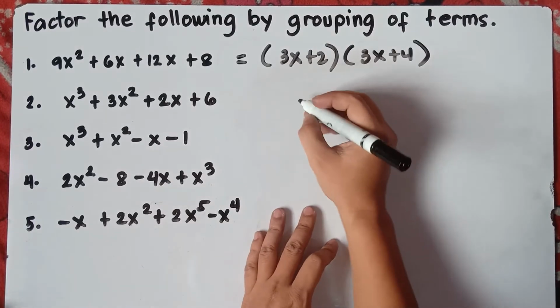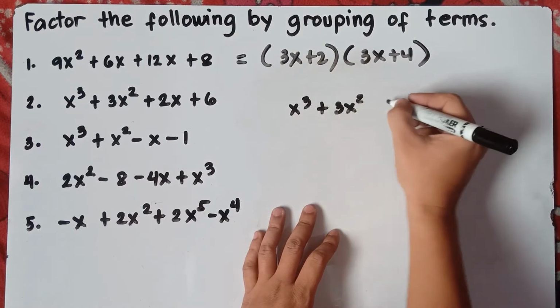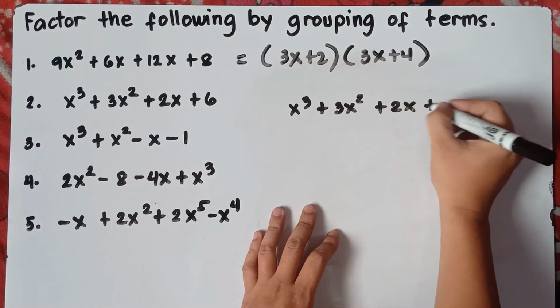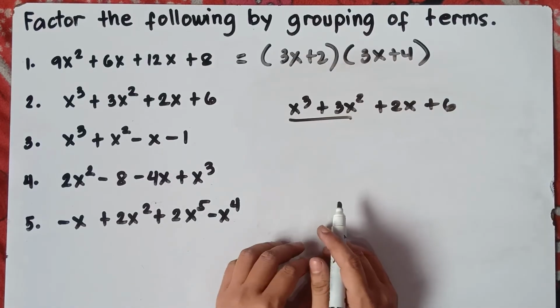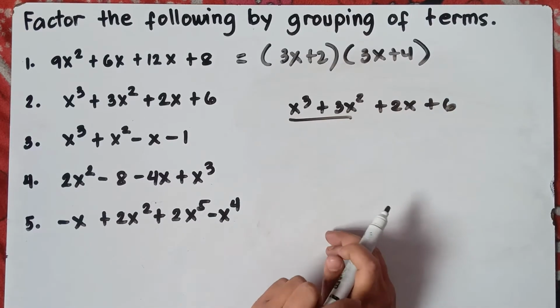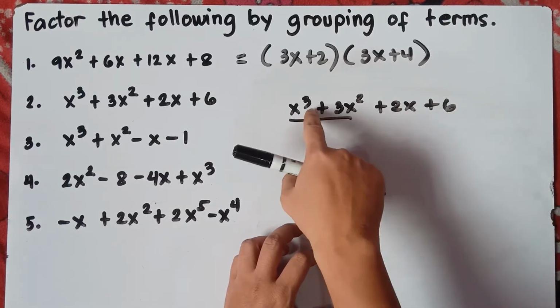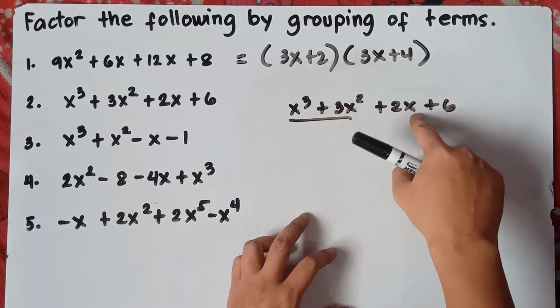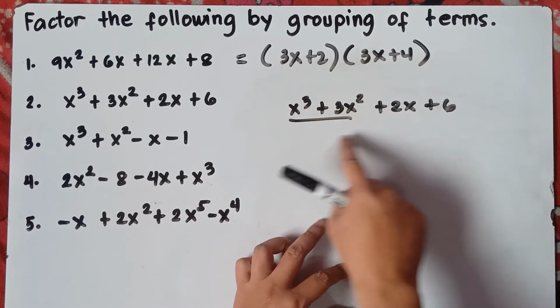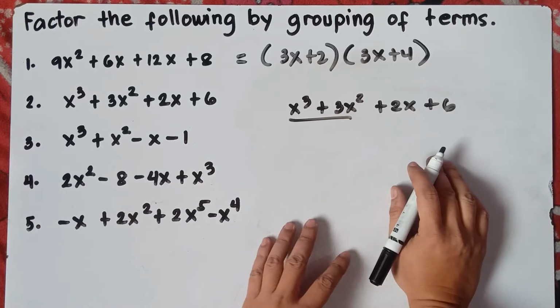So let's have x cubed plus 3x squared plus 2x plus 6. Once again, you factor the first term and second term. So let's start with the first term and second term. Of course, class, you check the degree if it's arranged. You check the exponent, class. So we have x cubed, x squared, x with the exponent of 1, and then the number. So it's already been arranged. So therefore, let's start with factoring.